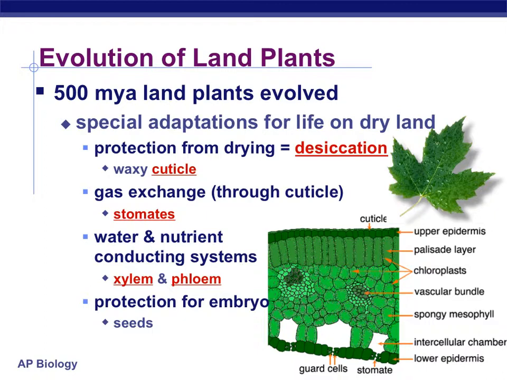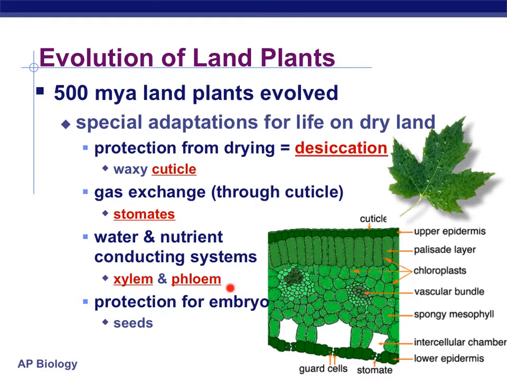Typically on the underside of the leaf, you'll have these things called stomates or stomata, but these are essentially pores that are regulated by specific cells on either side of them called guard cells, but they allow gas exchange. Some water vapor exchange, but also carbon dioxide and oxygen exchange as well.